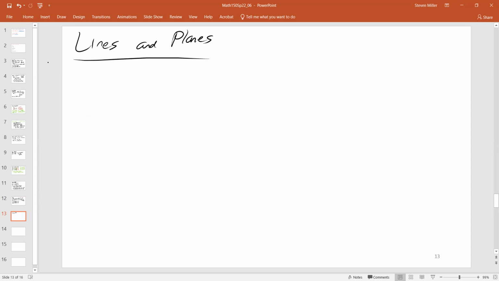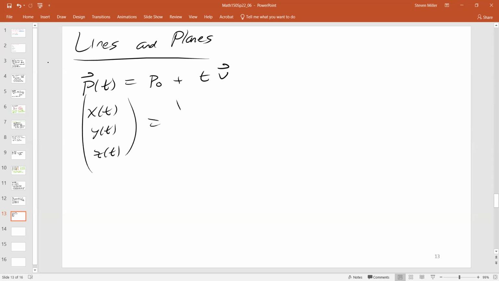So last time we talked about the equation of a line, maybe P of t is equal to P naught plus t times some vector. So maybe you have x of t, y of t, z of t is equal to x naught plus t v1, y naught plus t v2, z naught plus t v3. And so this is one way to write the equation of a line. So the book talks about a symmetric version.